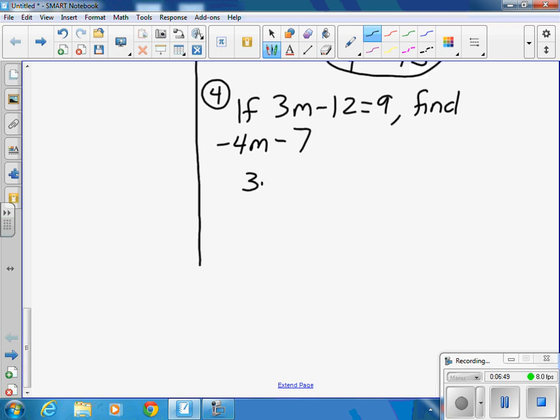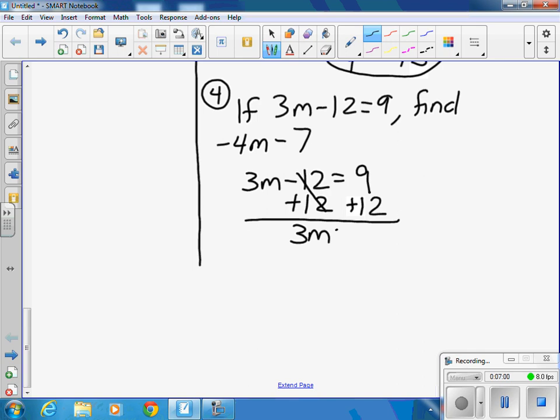So your first job is going to be to take the equation, which is just a normal two-step, okay, and solve it for m. We would add 12 to both sides. So now you have 3m equals 21. Divide by 3. And that gives you m equals 7. Now 7 is not your answer to the whole problem. 7 is just the value of m.